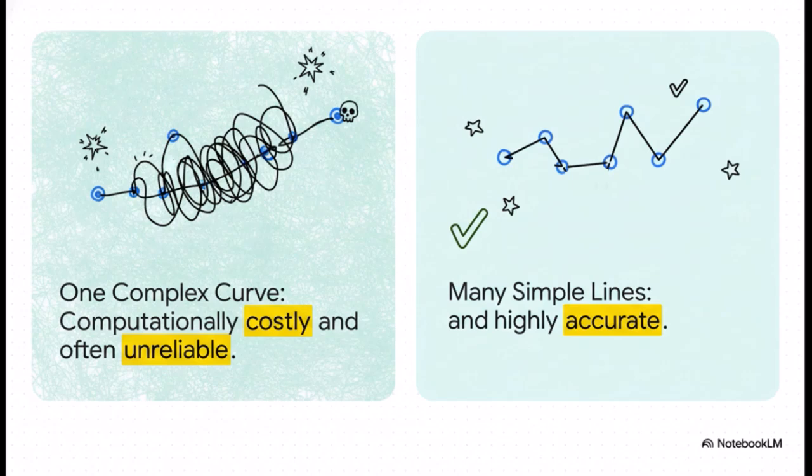And this contrast really gets to the heart of the whole thing. Over on the left, that's our villain, the single complex curve. It's a pain to compute, it's costly, and like we just saw, it can be wildly unreliable. But on the right, that's our hero, connecting the dots with lots of simple, straight lines. It's efficient, it's accurate, and it completely avoids the chaos of those crazy high-degree polynomials.